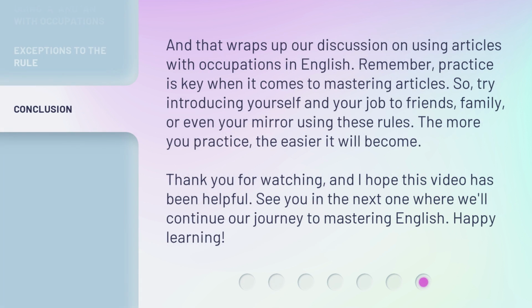And that wraps up our discussion on using articles with occupations in English. Remember, practice is key when it comes to mastering articles. So, try introducing yourself and your job to friends, family, or even your mirror using these rules. The more you practice, the easier it will become.